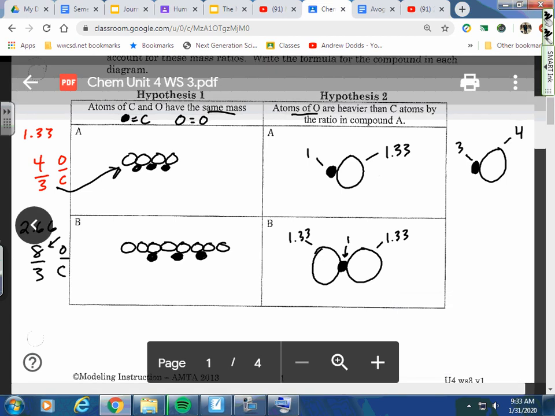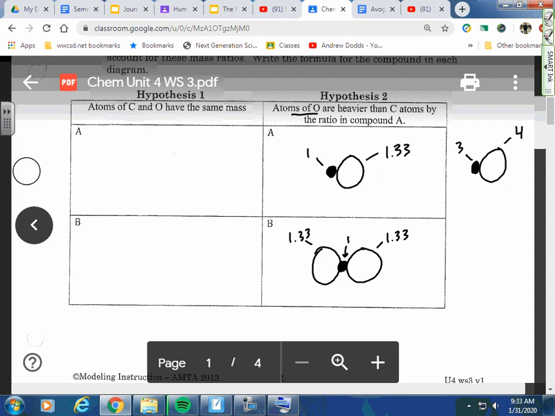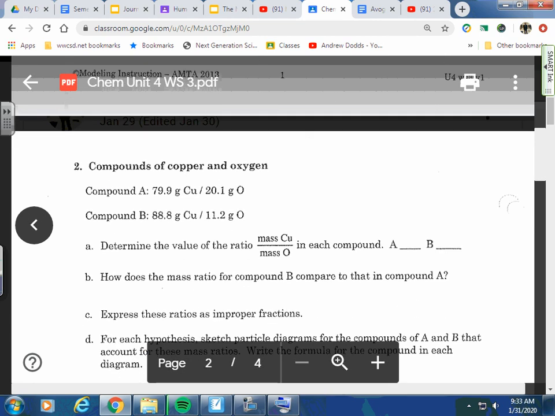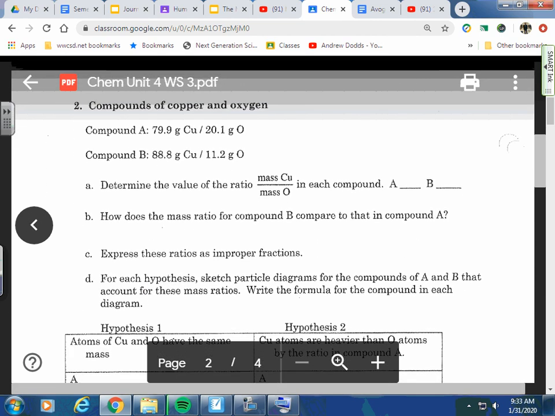Okay. So we can look at those and start to think, hey, this one seems to make more sense to me. And your answers in terms of which hypothesis you like better, it's kind of your own opinion at this point when we get to number 2. But we'll see what you think and why you think it.